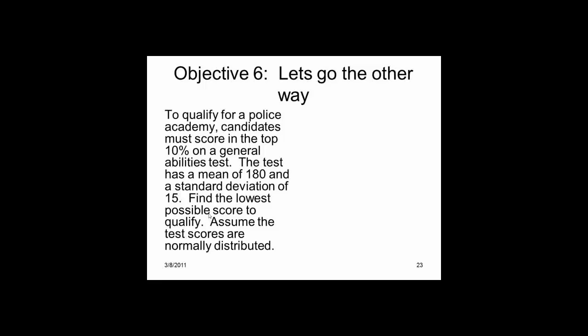Before, we were asked to find the probability that you randomly select a value between A and B, or greater than some number or less than some number. This one here is giving us a percentage, and now we're going to have to go backwards to find the x value. So let's take a look at how to do this, and then we'll formalize our steps.